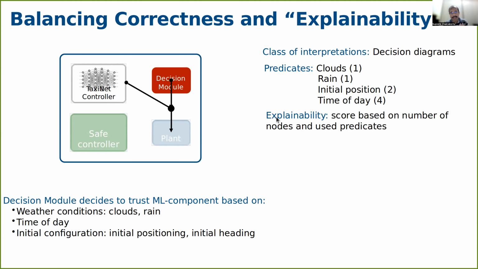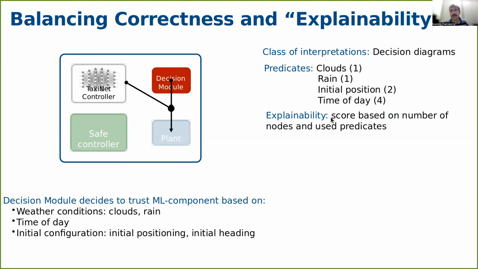And, as Srivash was mentioning, what is explainability? Once again, by no means is this the notion of explainability. So we'll come up with a score based on how many nodes there are in the decision diagram and which predicates we want to use. For example, the numbers here show our preference for these predicates in the explanation. So we would like the explanation to depend more on the time of the day, and among cloud and rain, we don't want to make too much of a distinction. It should also depend on the initial position, and I could change these relative weightages in my decision diagram, and that might give me a different interpretation.